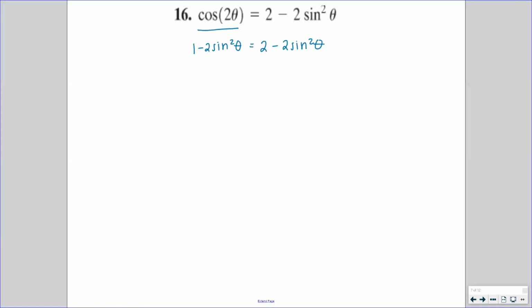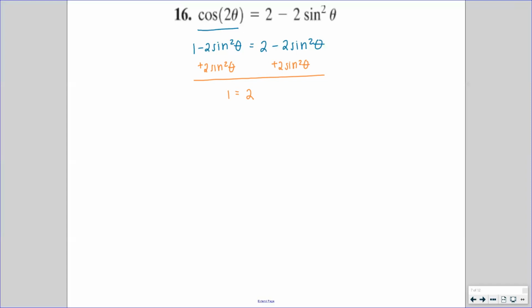Then I'm going to move everything to one side and get the common terms together. So I'm going to add 2 sine squared thetas to both sides. You can see what's going to happen next. You don't have to show that, but we get this. The sine squareds go away. We get 1 is equal to 2.